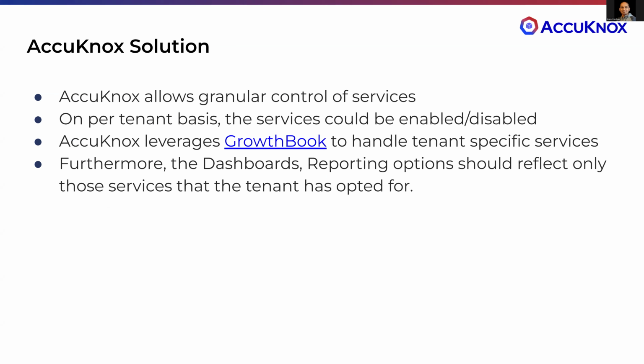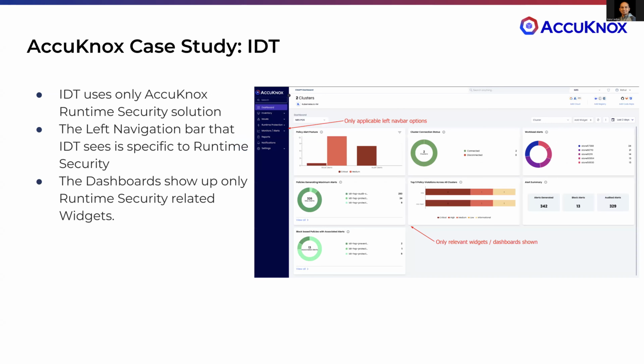It should be possible to enable or disable services on a per-customer basis. This includes managing the navigation options, dashboards, and reporting based on tenant requirements. AccuKnox leverages Growthbook to handle tenant-specific configuration and service enablement. Here is a use case from an AccuKnox customer who relies on AccuKnox only for its virtual machines runtime security. The left navigation bar reflects the use cases that are necessary for the end customer. Similarly, the dashboard and reporting options are highly customizable on a per-tenant basis.